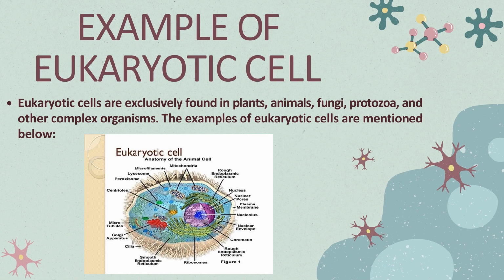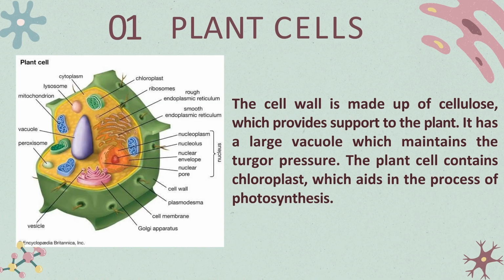An example of eukaryotic cell. Eukaryotic cells are exclusively found in plants, animals, fungi, protozoa, and other complex organisms. The examples of eukaryotic cells are mentioned below. First is the plant cells. The cell wall is made up of cellulose, which provides support to the plant. It has a large vacuole which contains the turgor pressure. The plant cell contains chloroplast, which aids in the process of photosynthesis.